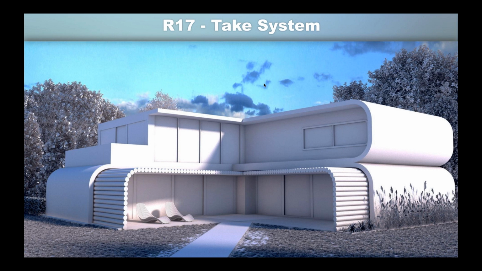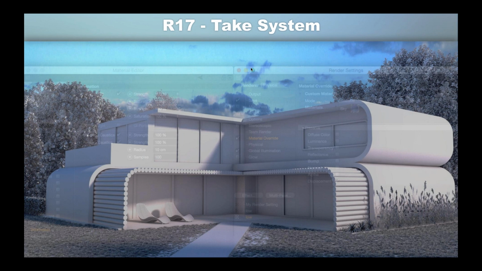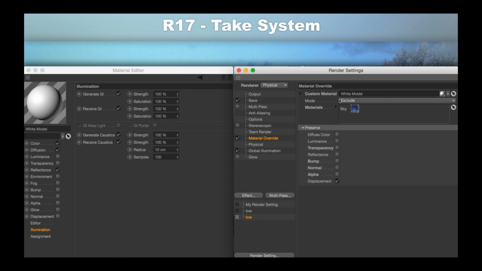So another thing that we added in R17 is the take system. Imagine that you've modeled and textured the entire thing and your customer is asking for a white model render. Previously you had to remove all of your textures, which takes quite a lot of time actually, and you would have to apply a different texture, a white texture, to the model yourself. But now with the take system, you can actually choose a custom material for all of your geometry.